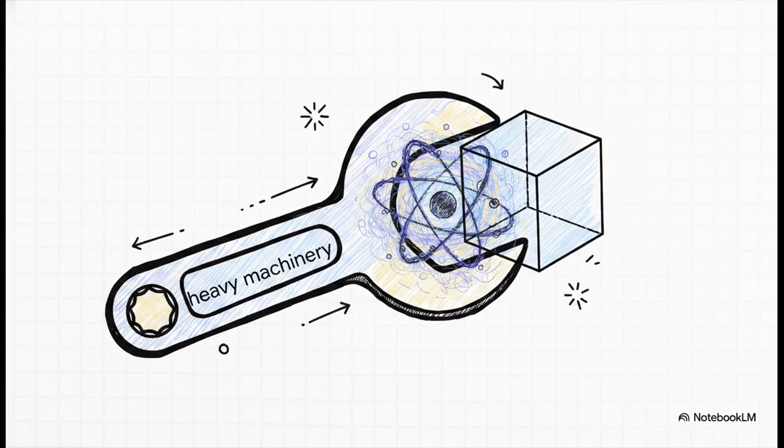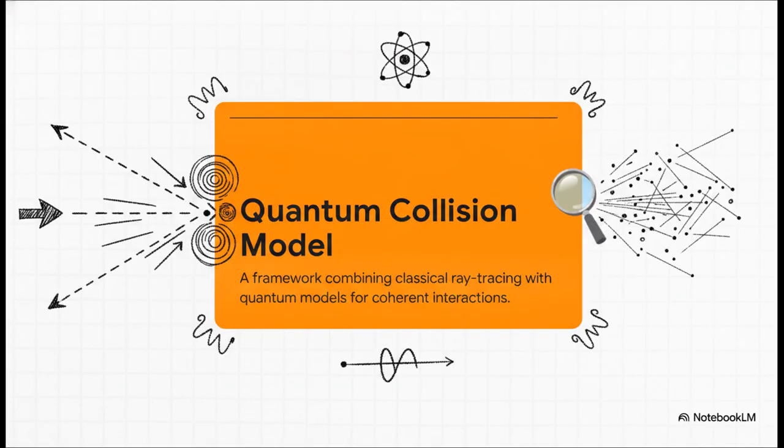Well, Ferreira and his team introduced an absolutely radical solution, a quantum shading framework. Let's look at how they totally threw out the old assumptions. So, the crucial point is their quantum collision model. This is the central breakthrough of the entire paper.